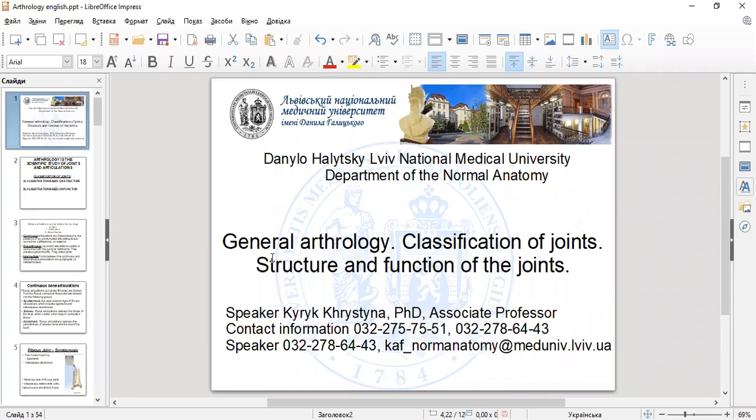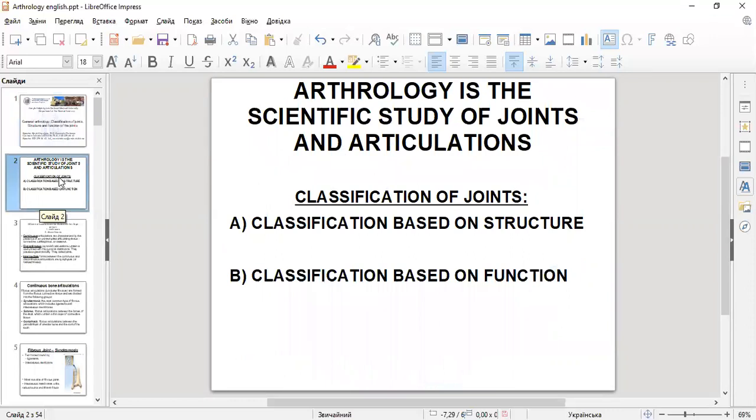dear students. We continue our lectures from normal anatomy. Today's next topic will be about articulation. So, our topic is general arthrology, classification of joints, structure and function of the joints. Arthrology is a scientific study of joints and articulations.